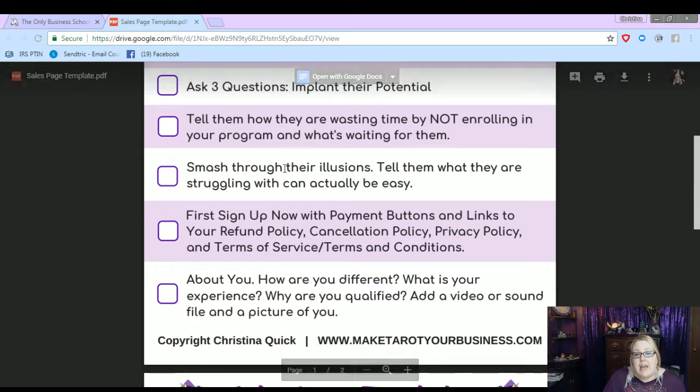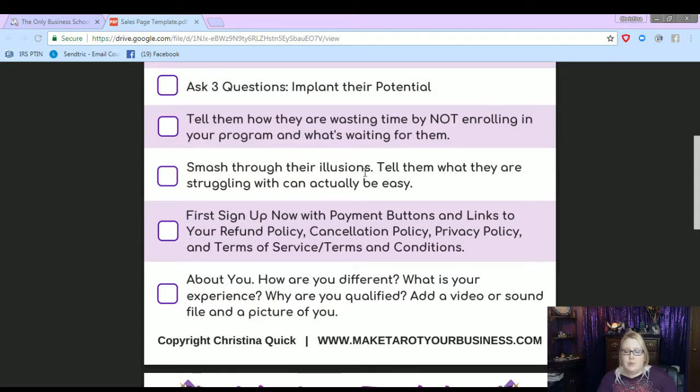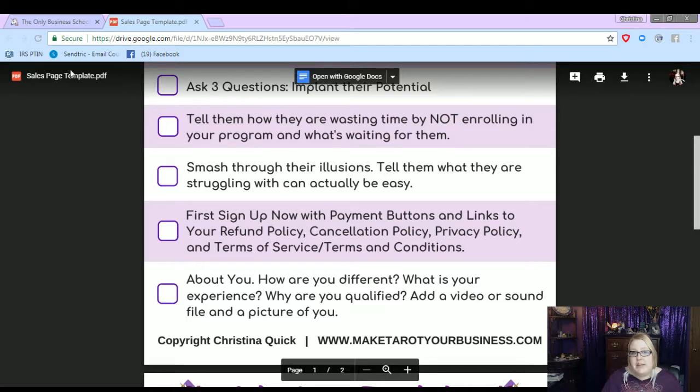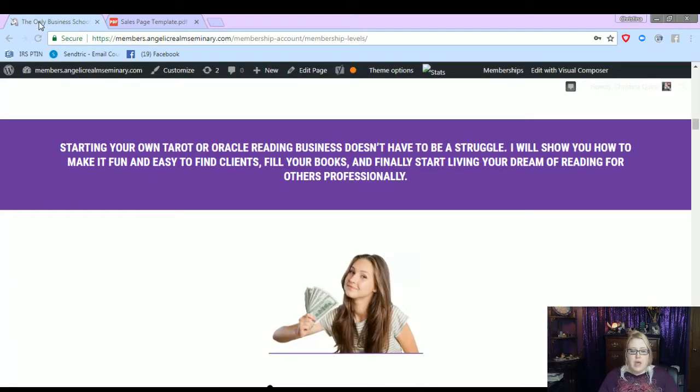And then you want to smash through their illusions. You want to tell them basically why it's all BS, why everything that they believe is just BS. Tell them what they're struggling with can actually be easy, right? And this is where that authenticity comes in, because you need to have experience to prove to people that this is actually easy. If you don't have that experience behind you, it's going to be really hard because people don't see you modeling that behavior. Modeling the behavior, modeling the experience is so important.